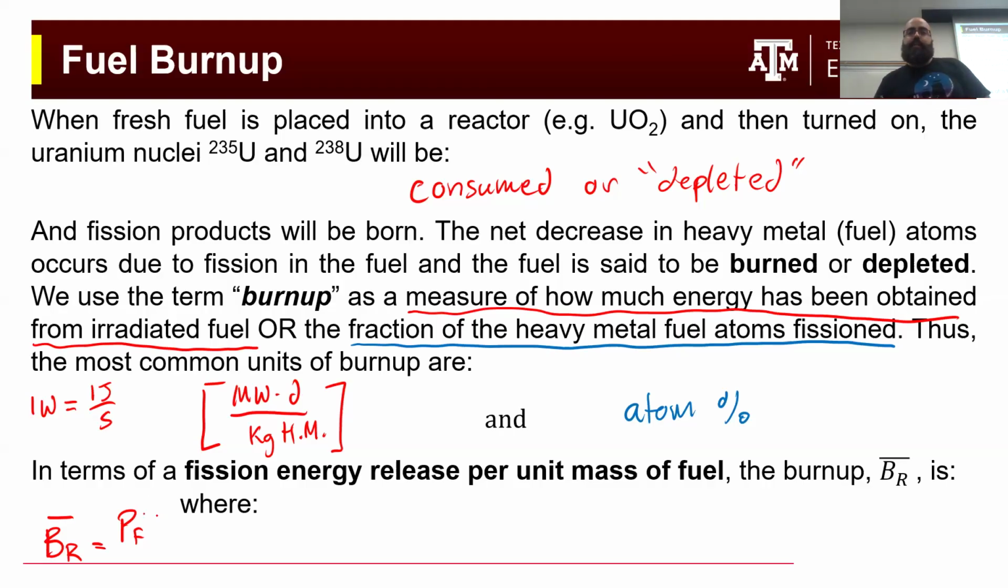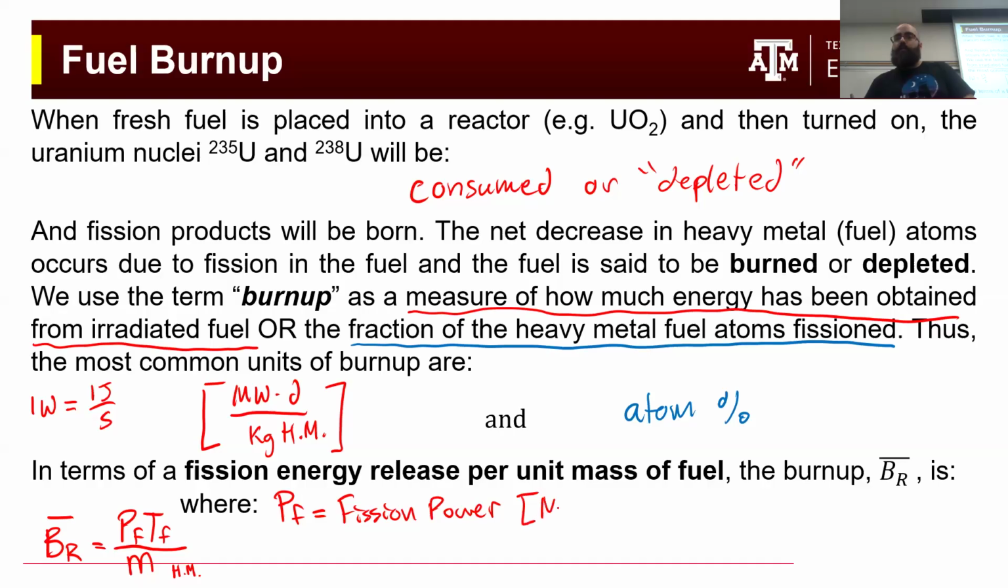So I could say TF, and I'll define these terms in a second. And then we're dividing by the kilogram of heavy metal, so I can just say by the mass of heavy metal. Those are the units, and that's how I could think of it as an equation. And in terms of these, PF would be my fission power, and that's the thing that would have units of megawatts.